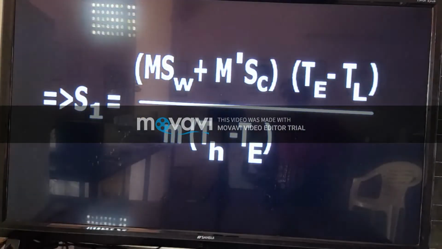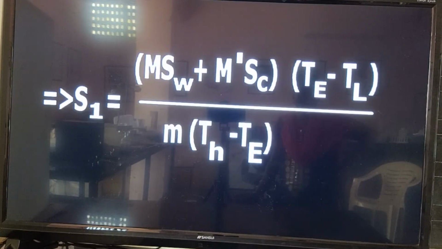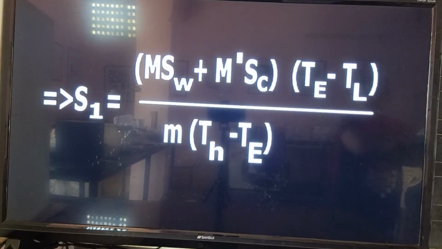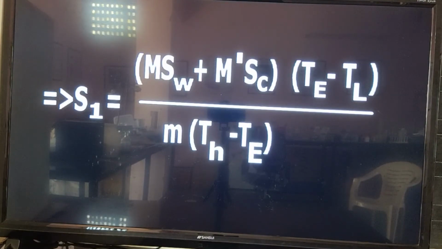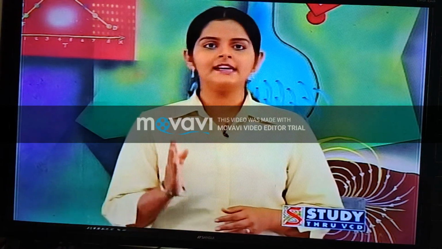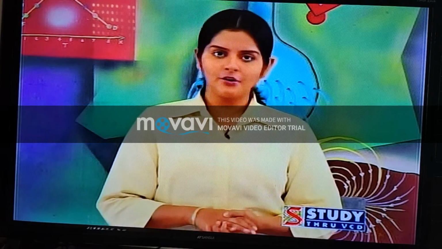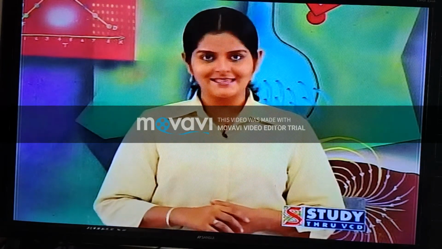That implies S1 equals (M sw + M' sc)(TE − TL) divided by m (TH − TE). Using the same formula, the specific heat of a hot liquid mixed with water in calorimeter can also be determined.